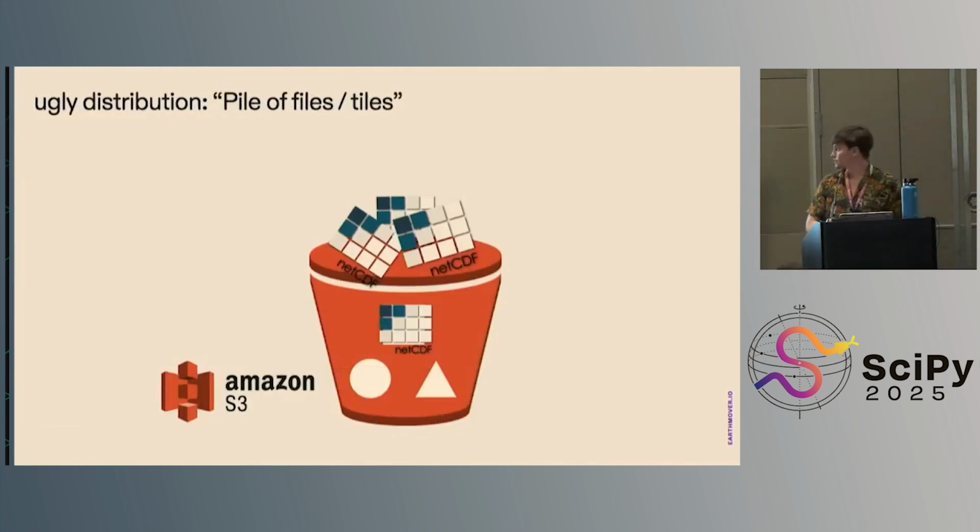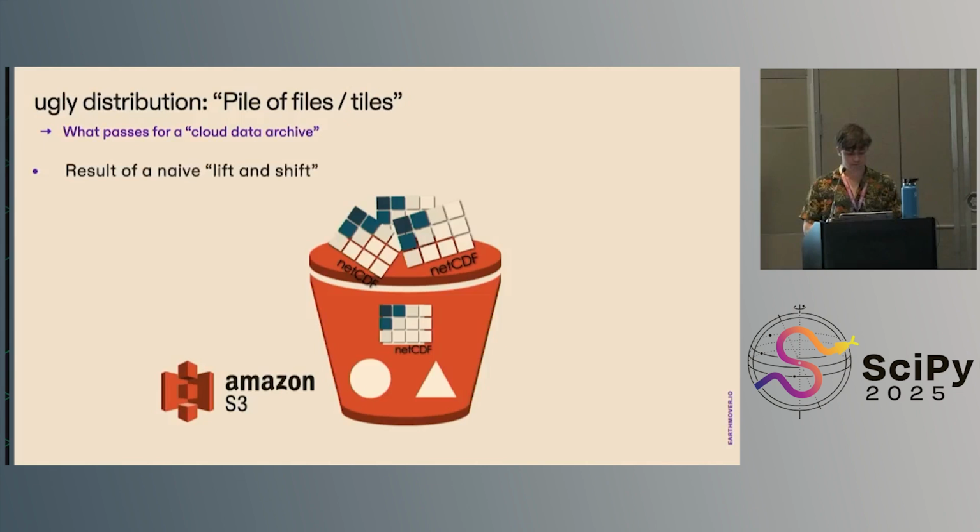But the problem is the way it's actually distributed, the way it was given to me, is not with this nice overall structure. It's just a complete pile of files where I have very little idea of what's in them, and a user that is pointed to the S3 bucket has no idea what's in them, and there's 500,000 of them, organized in a pretty complicated way. This is a problem because this is often what people pass off as a cloud data archive. Like it's in the cloud, but that's it. And this is often the result of people naively lifting and shifting their data to the cloud, which some large organizations are sometimes guilty of.